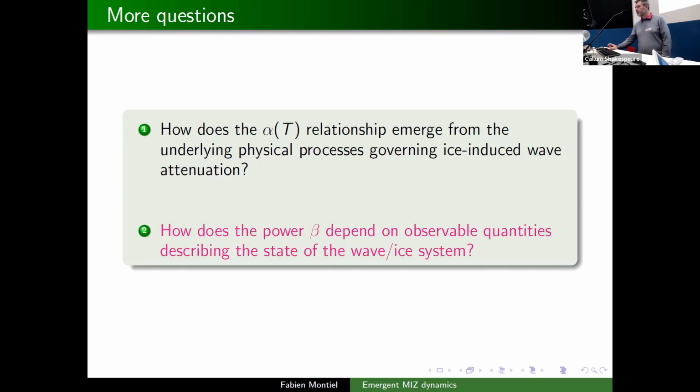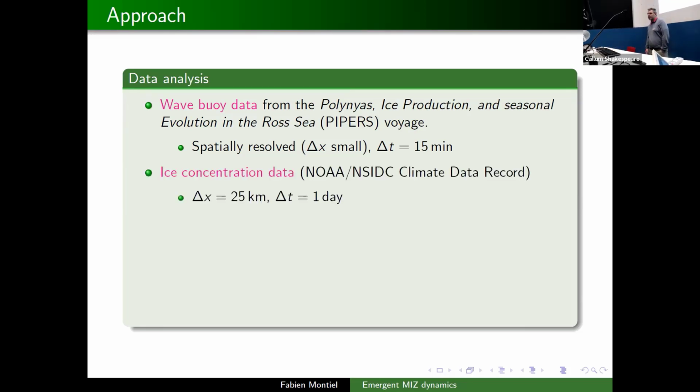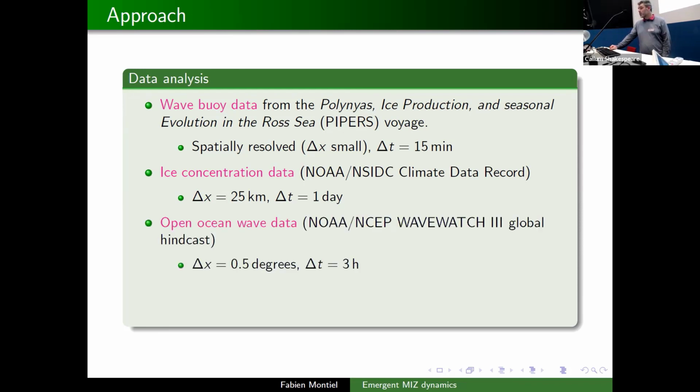So let's see what we've done. Here we've analyzed some in situ data, which were collected by my colleagues Alison and Letty during the PIPERS experimental program back in 2017 in the Ross Sea. And they deployed a bunch of wave buoys on top of ice floes to measure the waves. In addition to analyzing that, we also look at the effect of ice concentrations. And so we got some data on that.